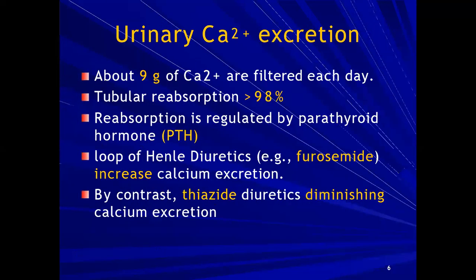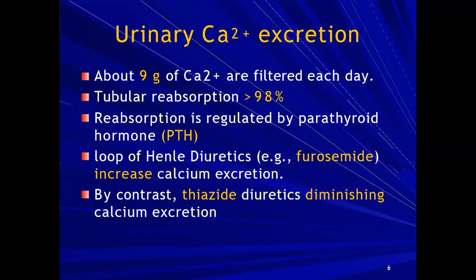So urinary calcium excretion: about 9 grams of calcium are filtered each day, and 98% is reabsorbed in the tubule. The absorption is regulated by parathyroid hormone.